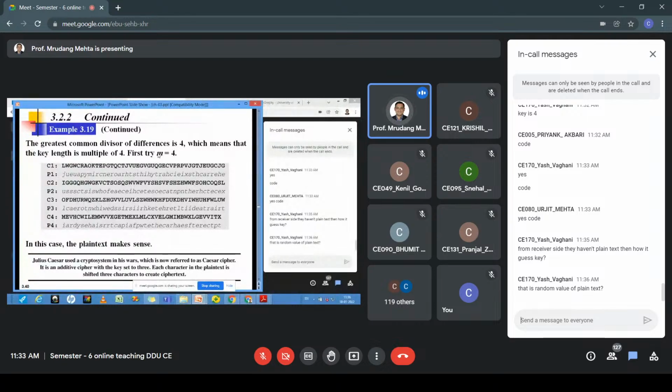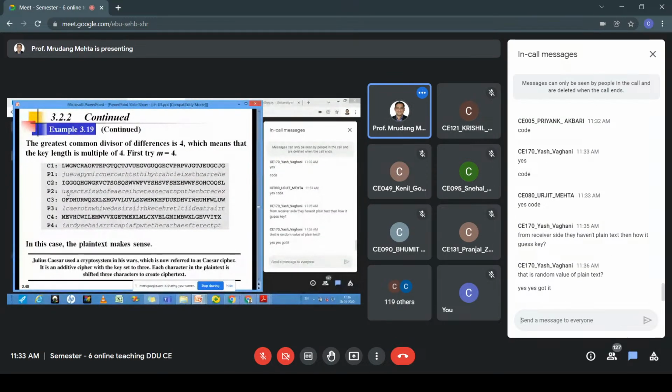That is a random value of plain text. What do you mean by random value of plain text? Plain text, when it is generated with some particular key, appears random, but when it is used in combination, then for the correct key, it will give you the correct plain text. Are you getting this?